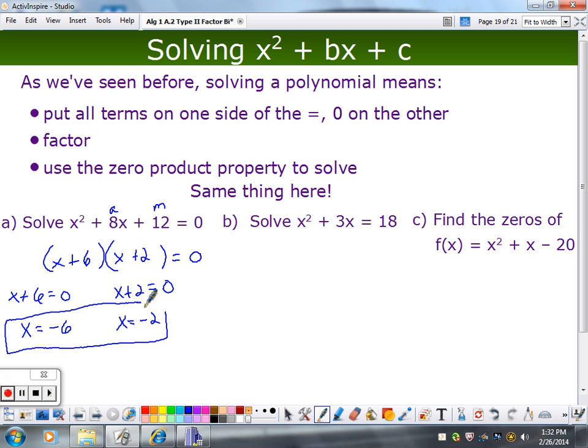Now this gets back to the question you guys asked earlier. Is one of them always going to be 0? No. Could be sometimes, but not here.